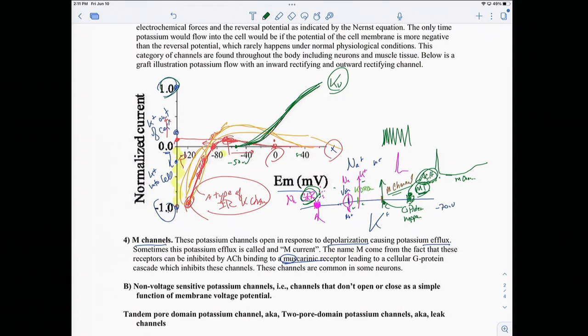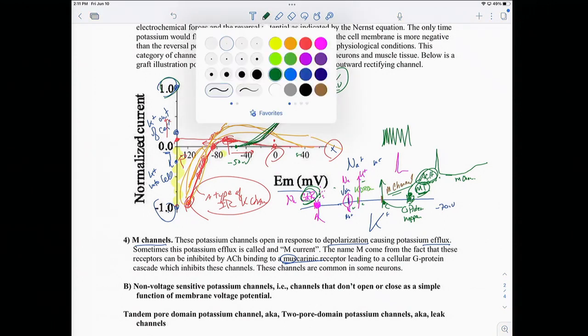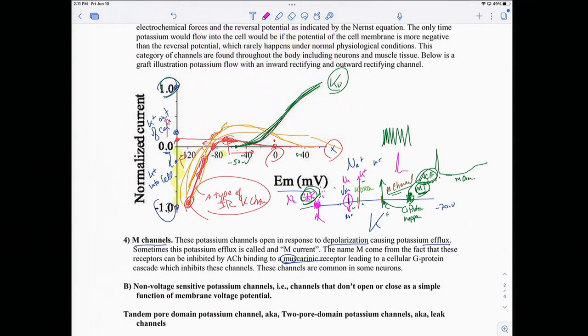Now, you could have an outward rectifying potassium channel that may be able to do that. Let me just make something up here, and I'll go pink. Suppose I were to draw this. Suppose I had a channel and it showed this. Suppose it was like there, and then something like that. Okay, maybe like that.